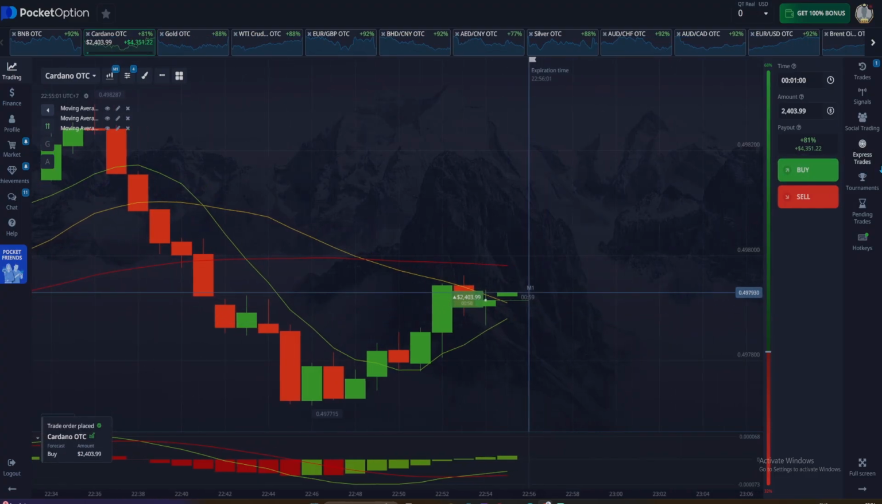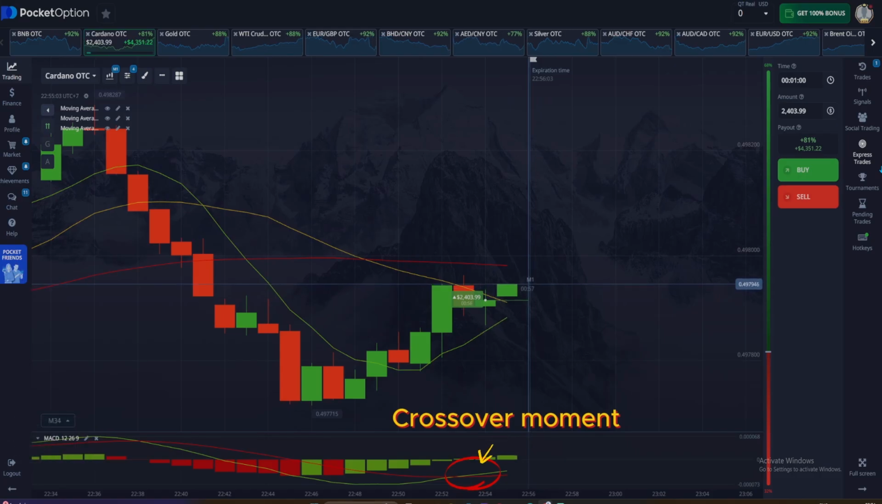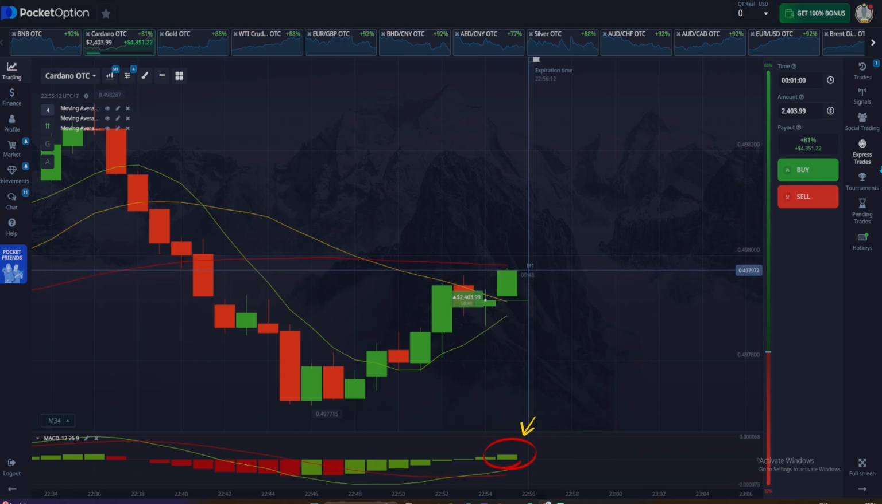I'm taking a buy position because the MACD indicator has just given a strong bullish signal. The MACD main line has crossed above the signal line, and the histogram is shifting from negative into positive territory. This shows that bullish momentum is forming. Buyers are taking control of the market, and the probability of price continuing upward is increasing.